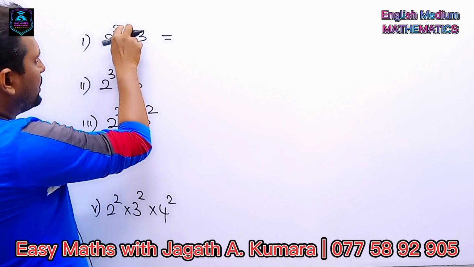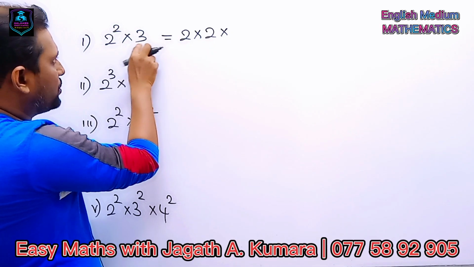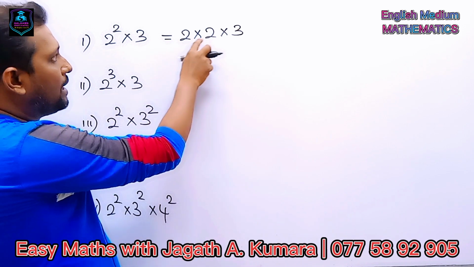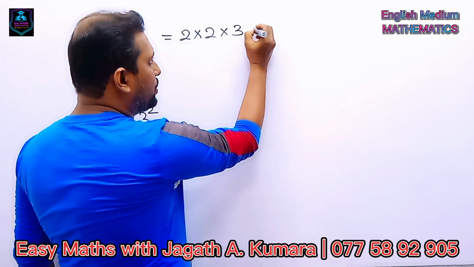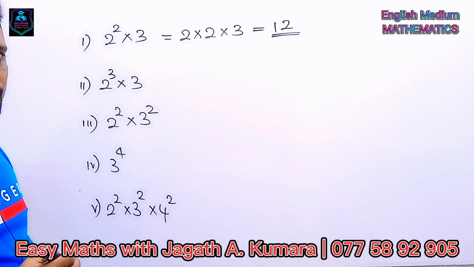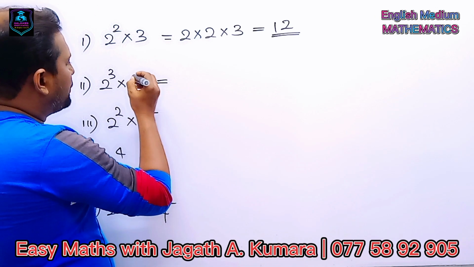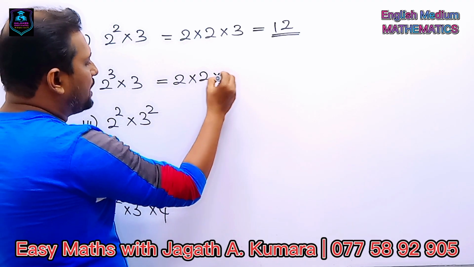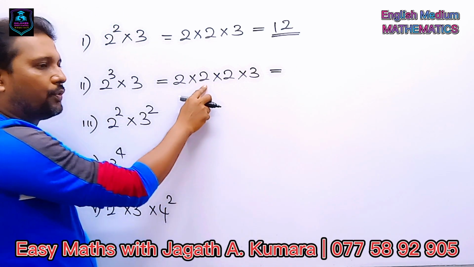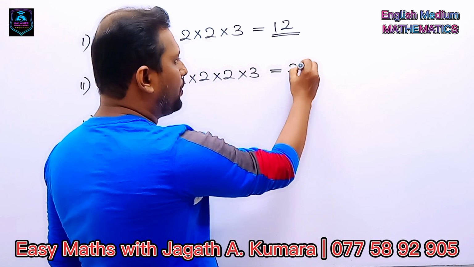Right, first one, 2 to the power 2. 2 to the power 2 expanded form is 2 multiply 2 multiply also here 3, no? So also you have to write 3. Then you can find the value 2 multiply 2, 4. 4 multiply 3, 12. So the answer is 12 for the first part of fourth question. Second one, 2 to the power 3. 2 multiply 2 multiply 2 multiply 3. 2 multiply 2, 4. 4 multiply 2, 8. 8 multiply 3, 24.